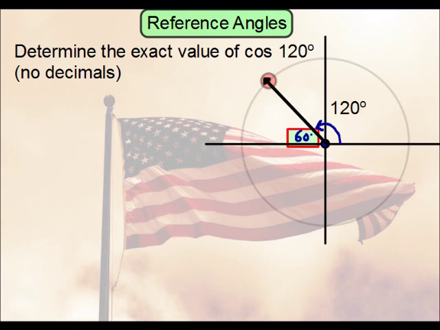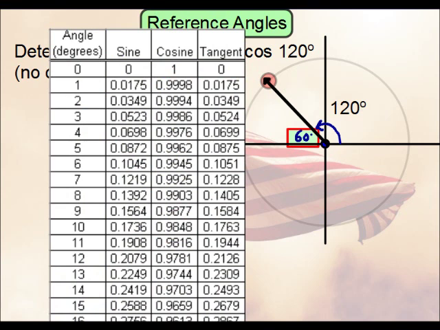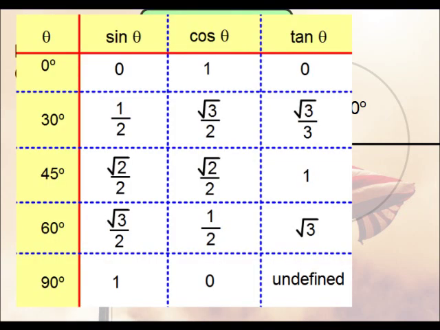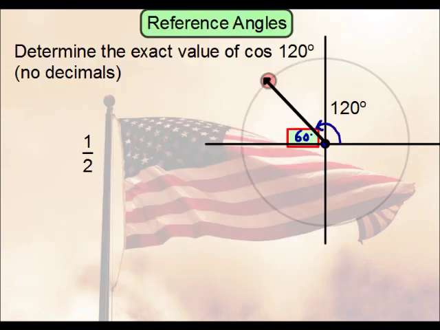Whereupon then you look at your chart for 60 degrees and cosine. Not this chart here. We're not looking for decimals here. Also note that 60 degrees is a special angle, so that automatically is a hint that you won't have a decimal for an answer. So we really mean this chart here. The cosine of 60 degrees is 1/2, so we would write 1/2.